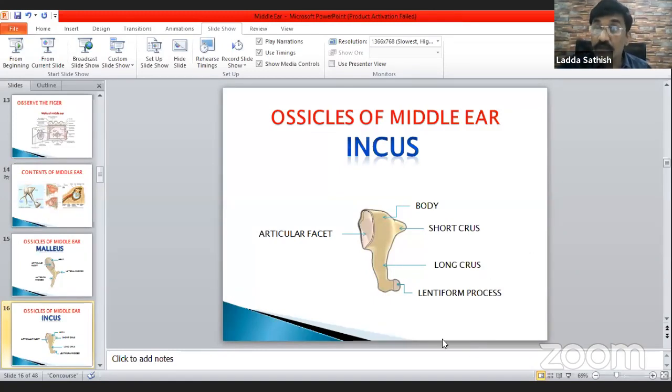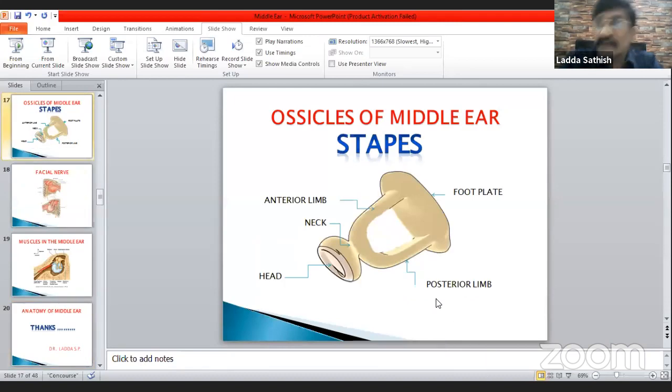Now the last, third ossicle, the smallest but a very important ossicle of the middle ear, that is the stapes. It is like this, not like this. The two limbs are not parallel, so there is a little tilt of the footplate and it can fit at the fenestra vestibuli. One limb is long and the second limb is short. This is the anterior limb and this is the posterior limb.